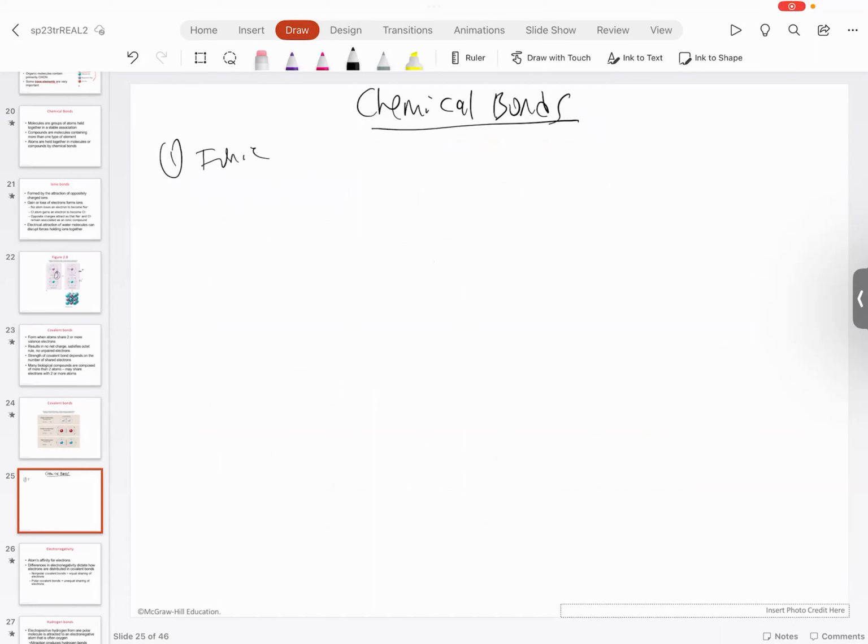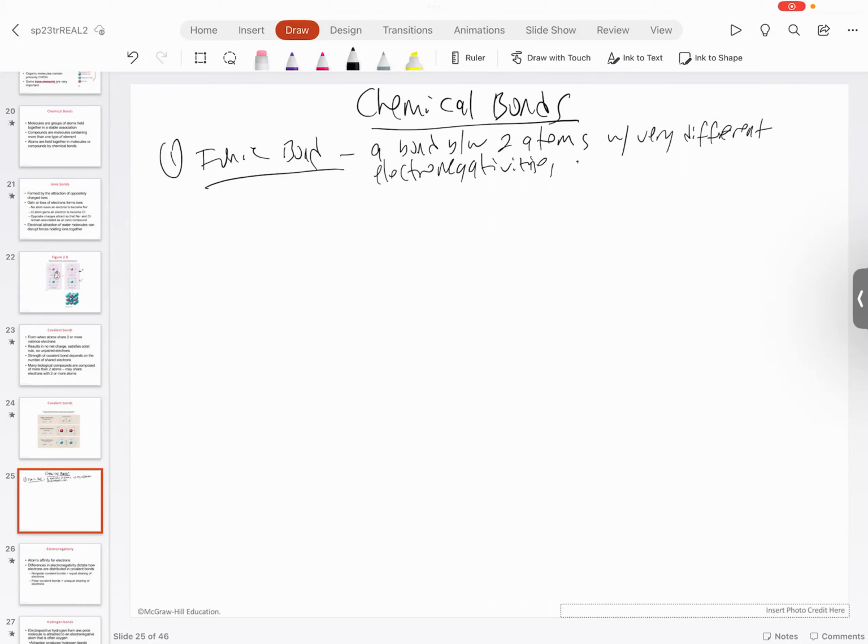So the first bond that we have is the ionic bond. This is basically a bond between two atoms with very different electronegativities, where there is a transfer of electrons. And that's the key piece here.